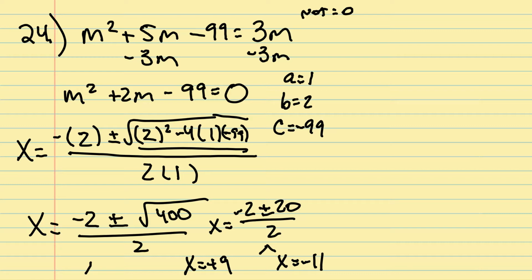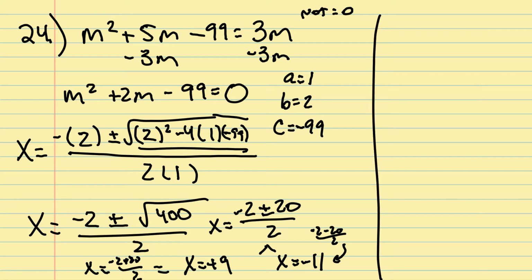So I had x equals negative 2 plus 20 over 2, which turned into 9. I had negative 2 minus 20 all over 2, which turned into negative 11. Now they wanted you to check your work by factoring, or do it in a different method. I'm going to factor this one. Because I already set it equal to 0, I'm just going to break it down and see if I get the same answers. M and M.